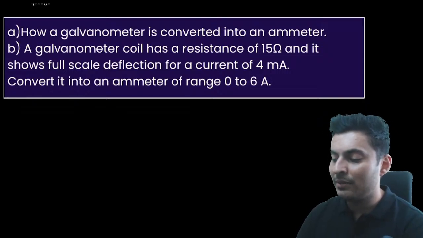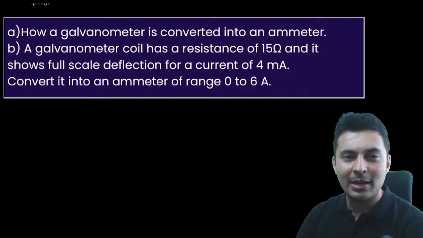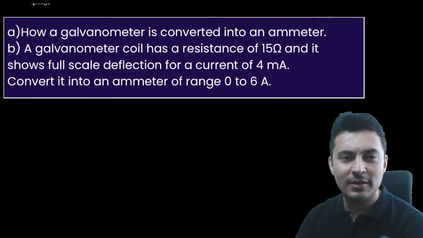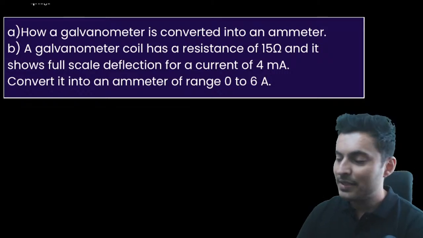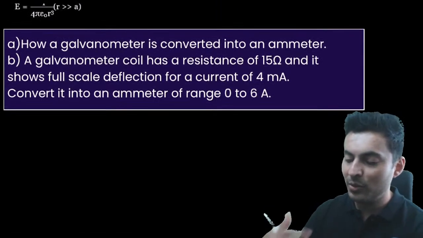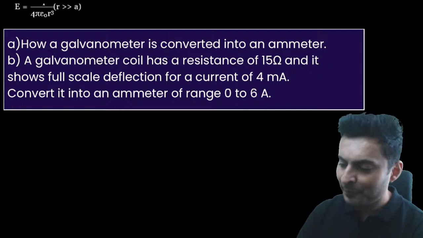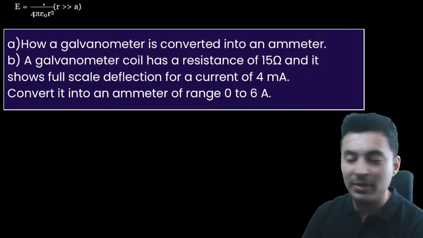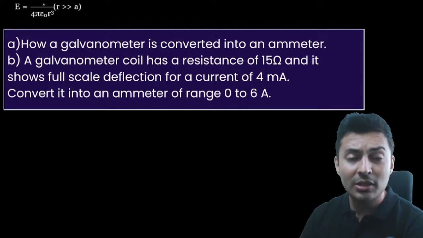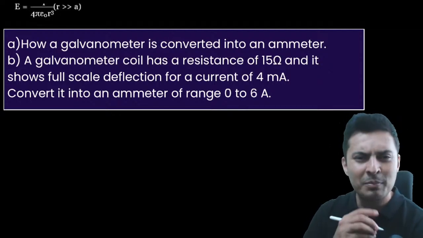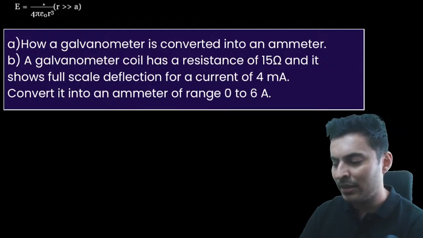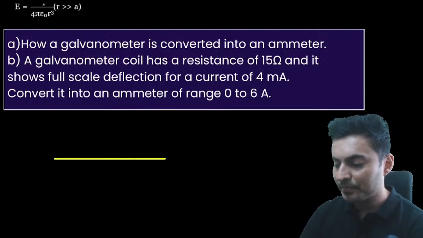How is a galvanometer converted into an ammeter? A galvanometer has a resistance of this, full scale deflection of this, converted into this range. Yeah. So please check out my yesterday's session's PDF. You will get the modern physics questions as well. So a galvanometer is converted into an ammeter by connecting a shunt, or a resistance, in parallel of very small value to it so that it bypasses most of the current. And the rest of the part is very simple.